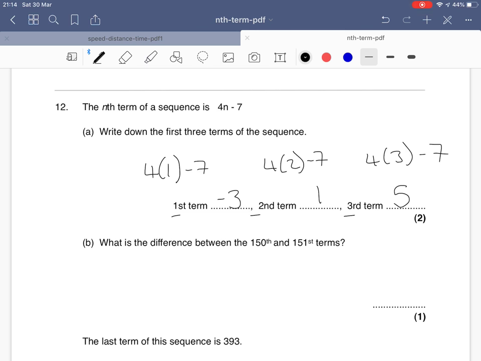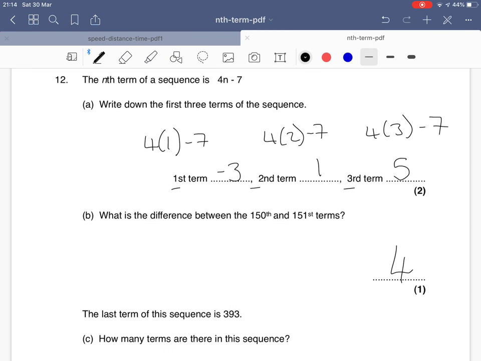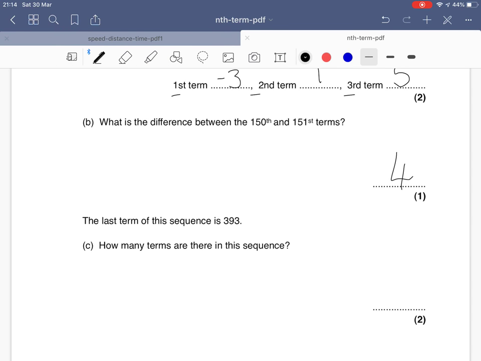What is the difference between the 150th term and the 151st term? I don't even need to work that out, that's just going to be 4 because they've gone up in 4s. Because they're one after the other, 150 and 151.